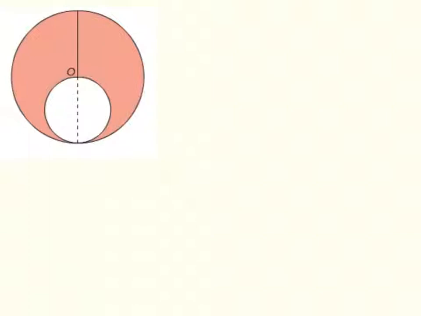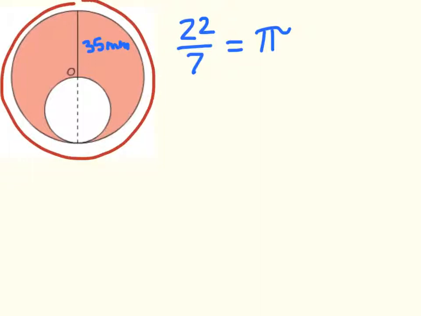Now let's solve a problem involving a piece of jewelry. A jewelry designer is making a pendant. The pendant will be a circular disc, center O, with a circular hole cut out of it, as shown. The radius of the disc is 35 millimeters. Find the area of the pendant using 22/7 as your approximation for pi. Okay, so we know our radius of our disc is 35 millimeters. Let's label that too.